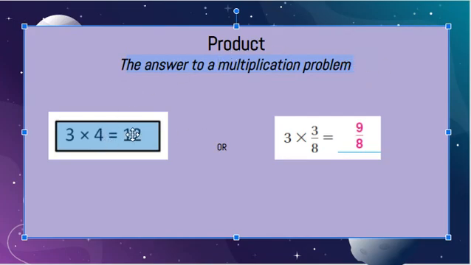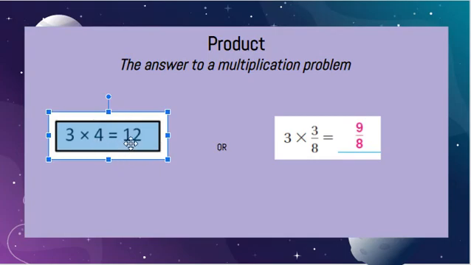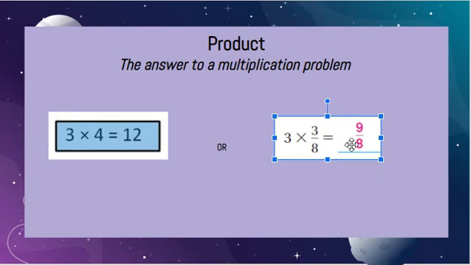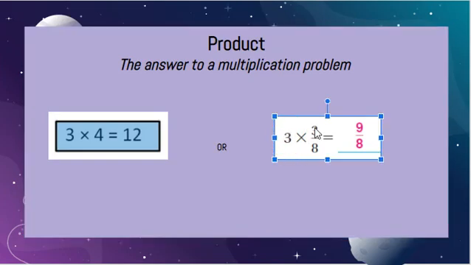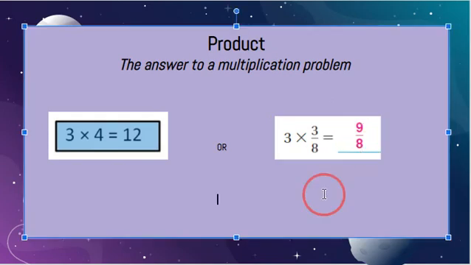So here are some examples. We have 3 times 4 would be 12, so 12 is our product. Or 3 times 3/8, we would have 9/8 as our product. And notice that when I'm multiplying my fraction here, we're going to talk about this a little bit more later, I'm just multiplying the numerator and the whole number. My denominator stays the same. So 3 times 3 equals 9, and then we're dealing with 8ths. So I'm just carrying over the same denominator into my answer.